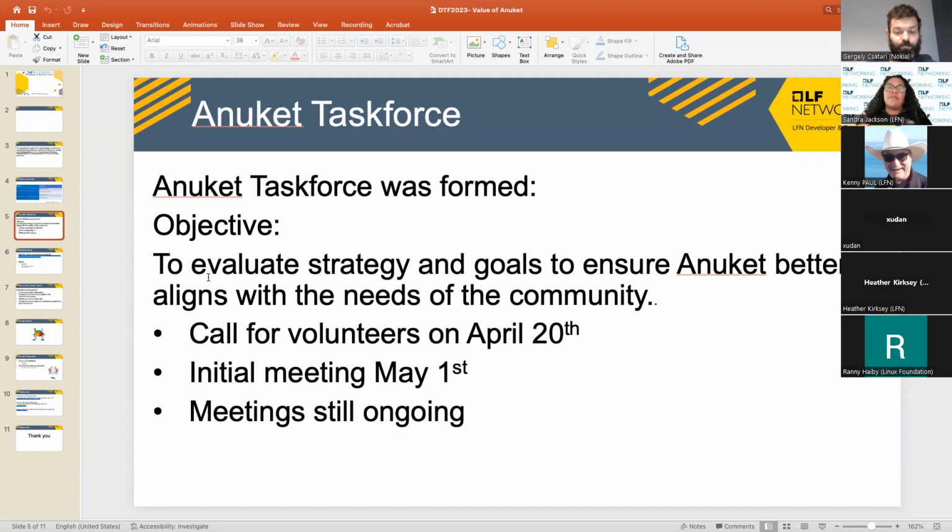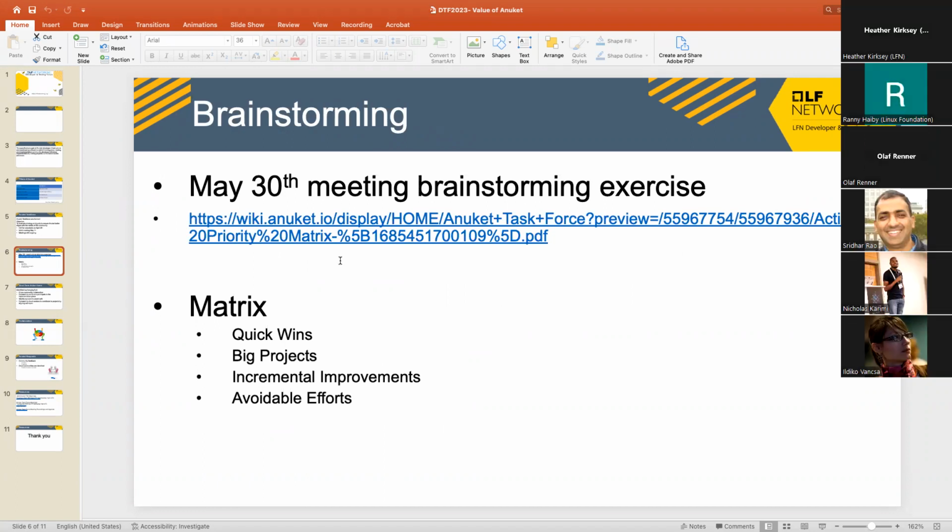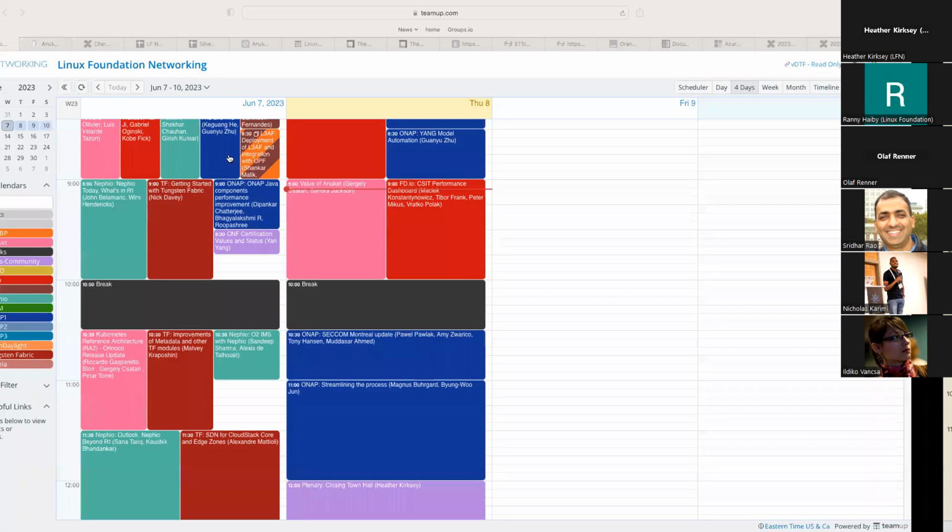I want to talk specifically about our last meeting, which was on May 30th. We did a brainstorm exercise with those who are participating in the task force, and I thought that it was a very valuable exercise. So what we did was we wanted to, again, evaluate if we can come up with any quick wins, if there were any common answers to certain questions. We really had to dig deep and ask.